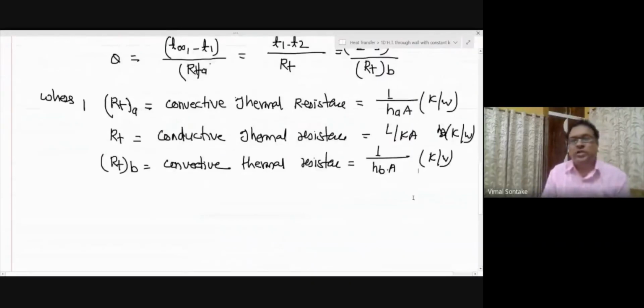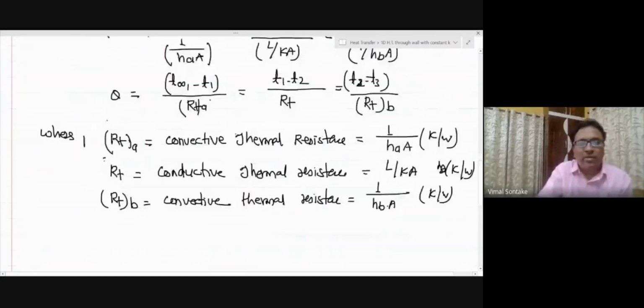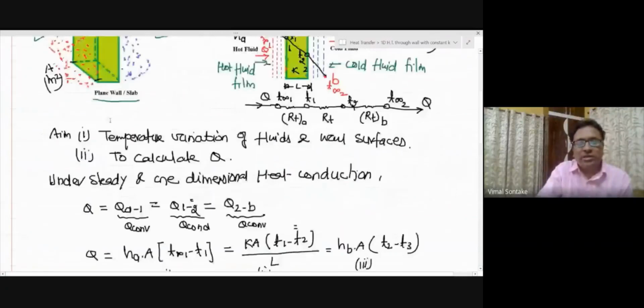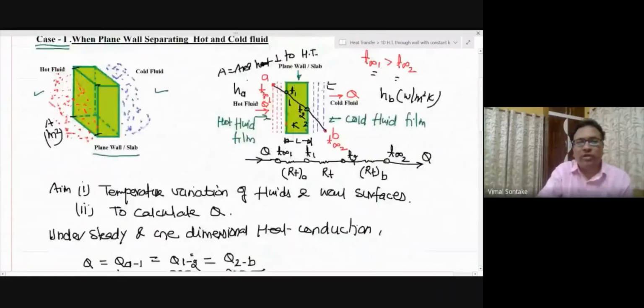Now, what is new in this? We have already done such exercises for series and parallel combinations of slabs. So what is new? In earlier cases, when I considered the heat conduction through a plane wall, I did consider only a single mode, that is conduction.